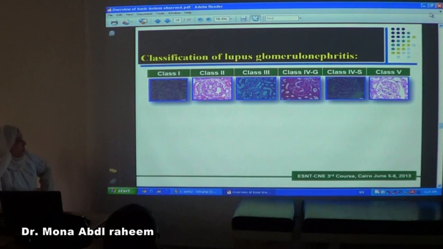For patients with lupus nephritis, we can encounter any of the previous biopsies that we talked about. We can have in class 1 a normal glomerulus, in class 2 we have focal proliferative glomerulonephritis, in classes 3 and 4 we have membranoproliferative and/or crescentic glomerulonephritis. Here is class 4, and this is membranous glomerulonephritis in class 5.